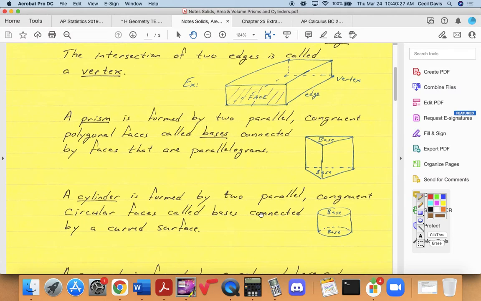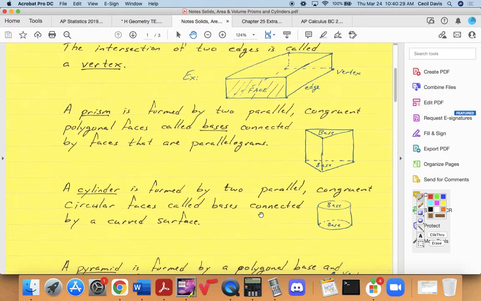For a cylinder, you also have two parallel congruent faces, but they're circular instead of being some sort of polygon. And those are going to be your bases. So with cylinders, it's a little easier. It's always the circle that's the base. Whether it's standing straight up and down or laying over on its side doesn't make any difference. The circles are still the bases.